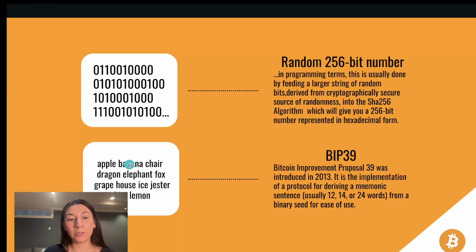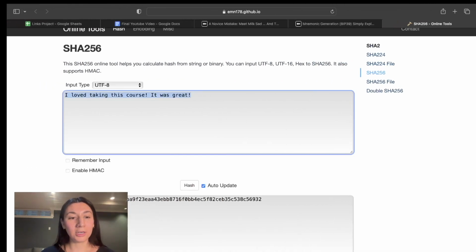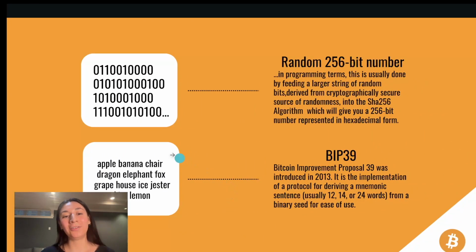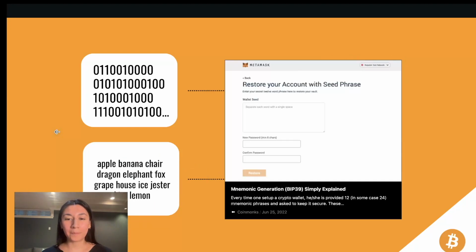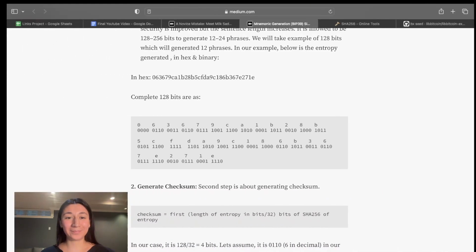This is an example of a mnemonic sentence, and instead of having to write down this long alphanumeric thing, you can just write down these words and it'll represent a 256-bit number. So how does BIP39 work? I'm going to show you with an article from Medium.